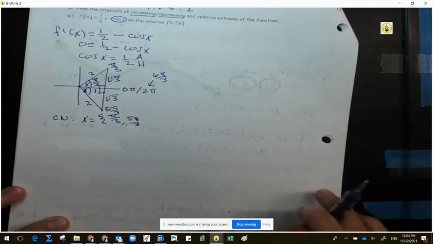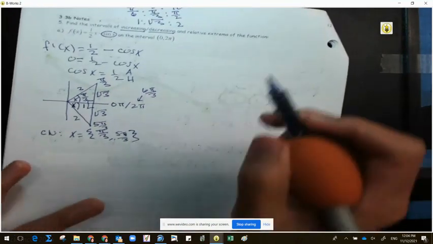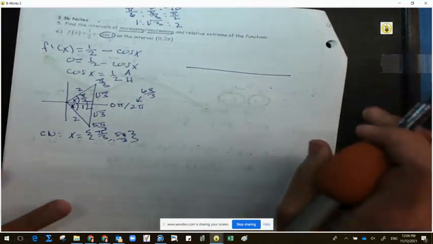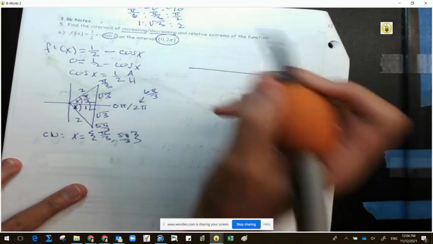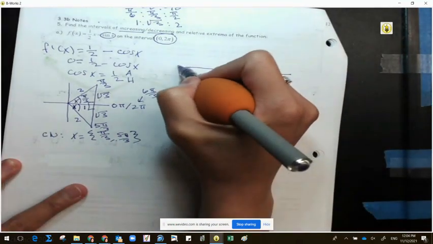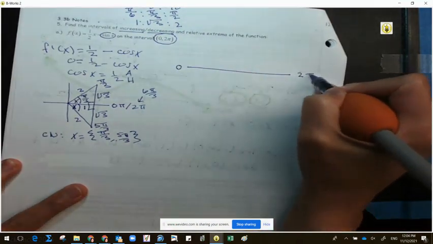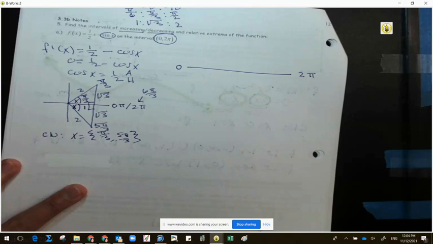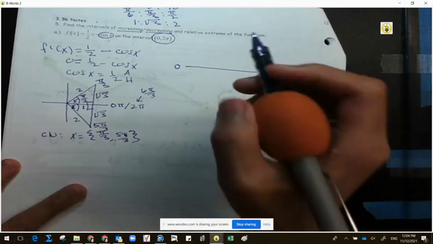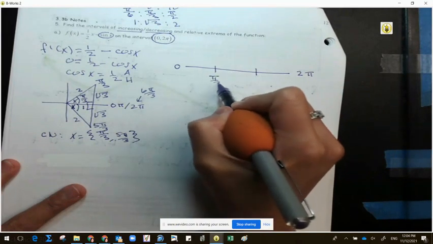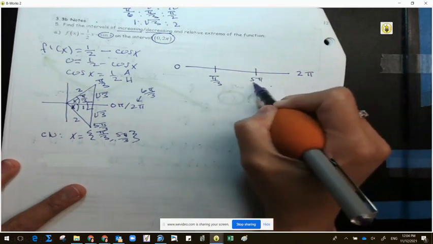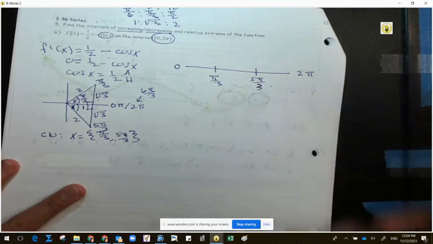So now let's go make our number line. On our number line, we typically write out negative infinity to positive infinity, but what's the domain restriction given? The low number must be 0, high number must be 2 pi. But if that's not given, we can automatically put in positive and negative infinity. So we have our smaller critical point is pi over 3, and the bigger one is 5 pi over 3.